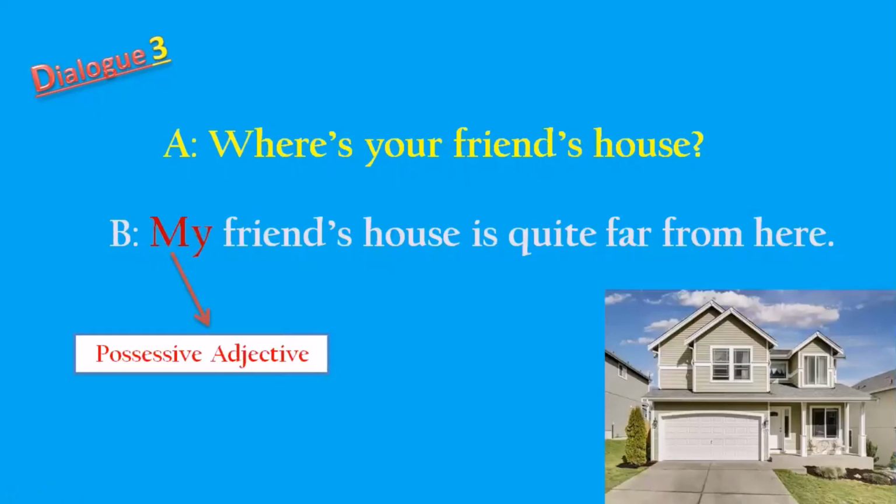Dialogue 3. Where's your friend's house? My friend's house is quite far from here. So my over there is a possessive adjective.